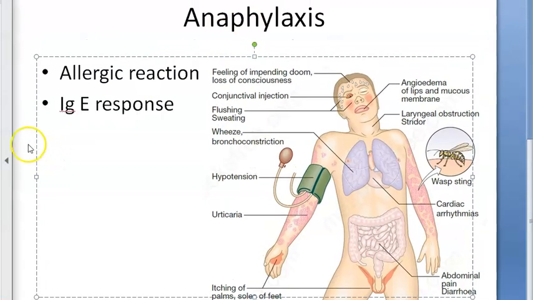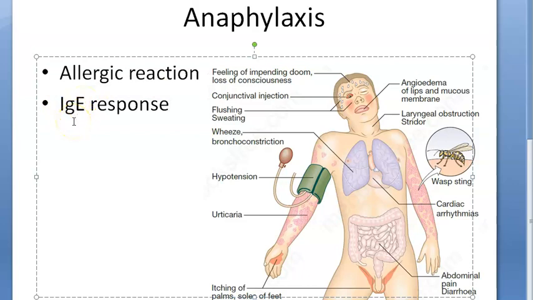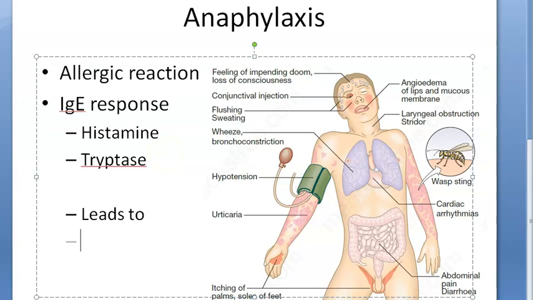Whenever you say it is allergic, you will say it's an IgE response, right? Immunoglobulin E is basically the one associated with allergy. So what will there be? There will be release of histamine, tryptase, and other vasoactive mediators from mast cells. So what will these cause? These will lead to vasodilation. That is why there is hypotension, isn't it?